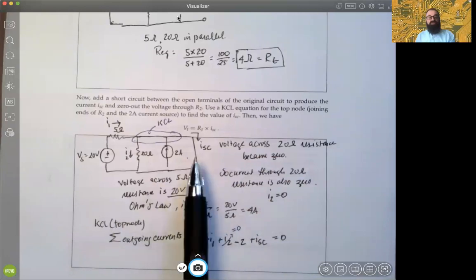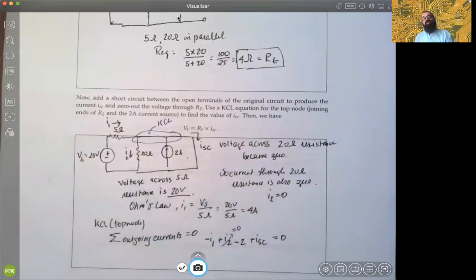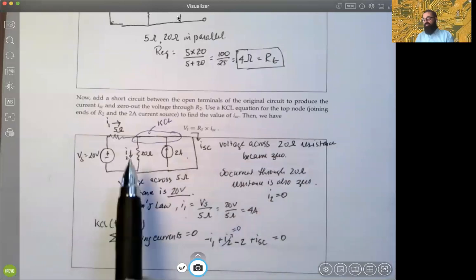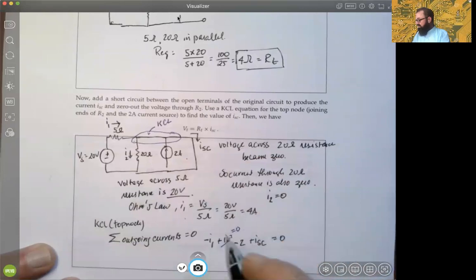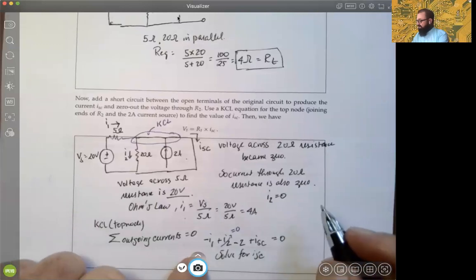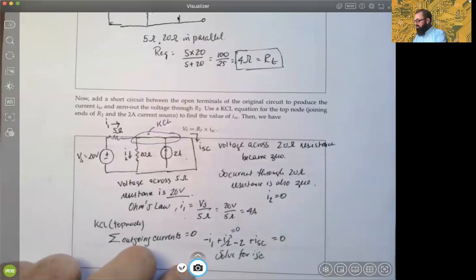So that should make sense. There's 1, 2, 3, 4 currents involved, although one of them we already know is 0 because there's no voltage there because of the short circuit, all right? So if we solve for ISC, okay, what would that mean? If we solve for ISC, again, we go ahead and substitute values now.